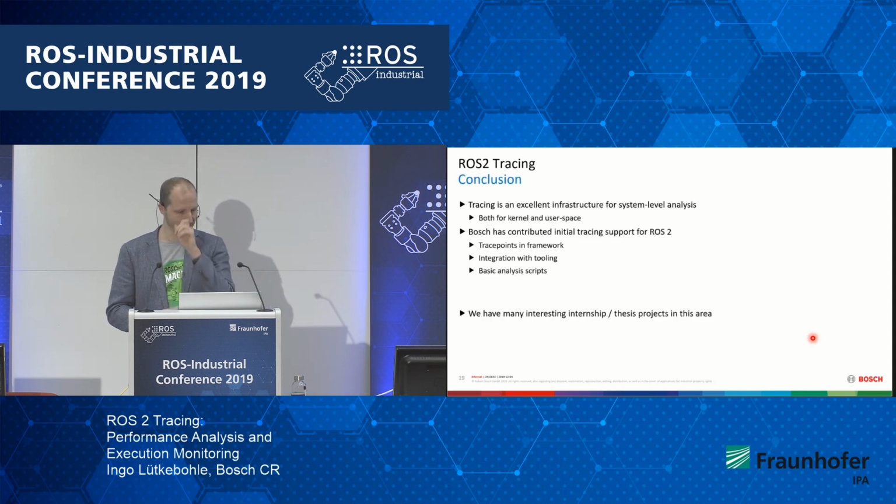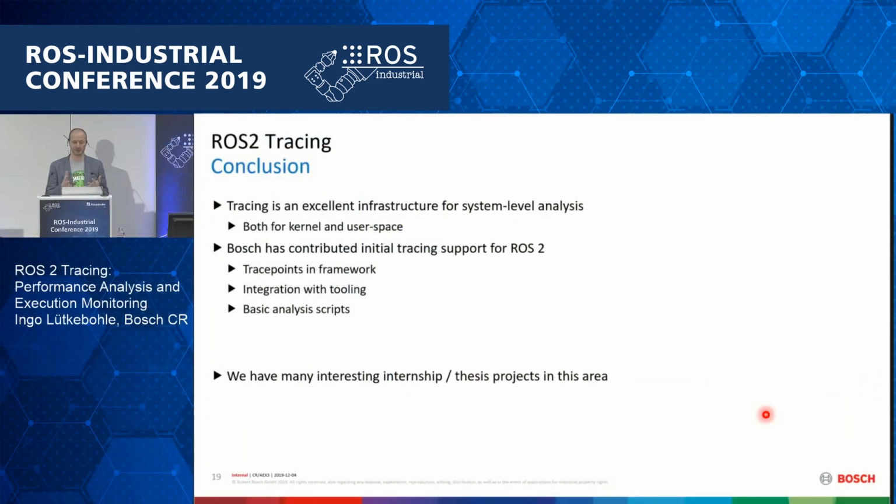Let me just shortly conclude here to say that I think tracing is an excellent infrastructure for this kind of system-level analysis. You can inspect the whole system and integrate kernel and user space information. We have contributed an initial tracing instrumentation for ROS2 with trace points in the framework, with integration with tooling, and with basic analysis scripts. And I think this is really just the start. We could go a lot further with this if people are interested.